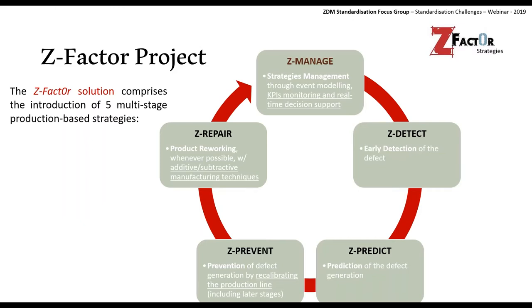The Z-Fact0r project presents five different strategies. The Z-Detect corresponds to the early detection of the defects. The Z-Predict is the prediction of the defect generation. The Z-Prevent is the prevention of defect generation by recalibrating the production line. And Z-Repair is product reworking whenever possible with additive and subtractive manufacturing techniques. This will be managed on a higher strategy called Z-Manage.